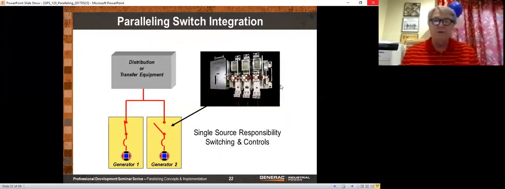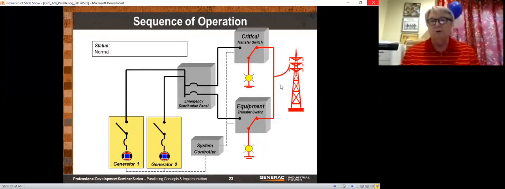Let's go now through a sequence of paralleling of generators. We're going to assume that we have two generators and we have two transfer switches. One of the transfer switches supplies critical load and the other transfer switch supplies equipment load. The red color indicates what's energized, so we have them energized from the utility. The next part of our sequence, we will cause the utility to fail.